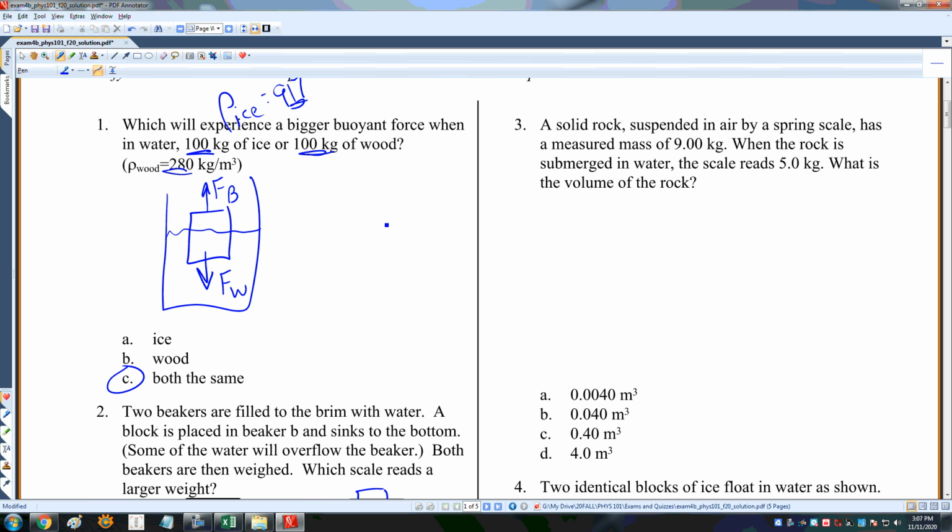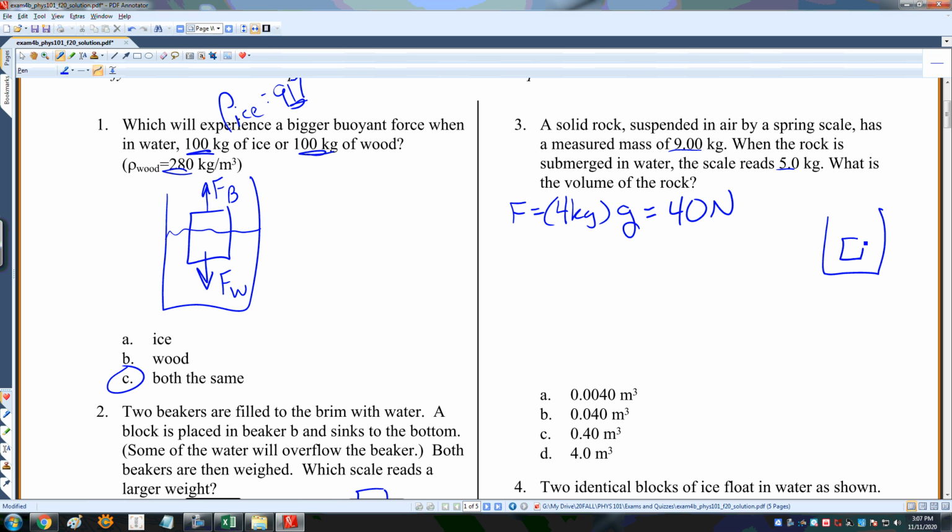Solid rock suspended in air by a spring scale has a measured mass of 9 kilograms. When the rock is submerged in water, the scale reads 5 kilograms. What is the volume of the rock? So what's relevant here is that I have a force that's acting on this that makes it appear 4 kilograms lighter. So 4 kilograms times g will give me my force. So I have a force of 40 newtons.